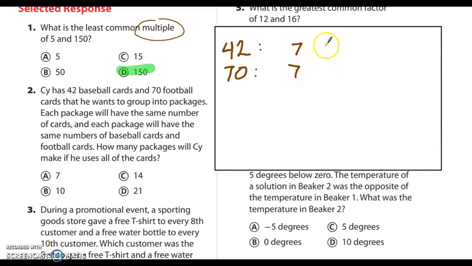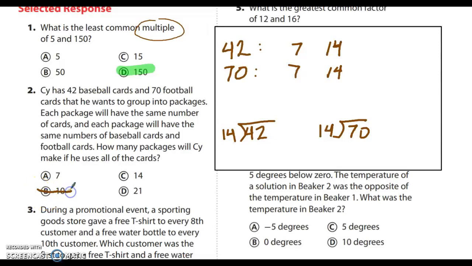What about 14? Does 14 go into both numbers? I'm not positive I know my 14s very well. I could list my 14s, or you could simply ask: does 14 go into 42? And does 14 go into 70? When you answer that question, you'll know if 14 could be the answer. What about B, 10? Is 10 even a factor of 42? It's not, so that's not a good option. What about D, 21? Does 21 go into 42? It does. How about 70? It does not. So that's not a good option.